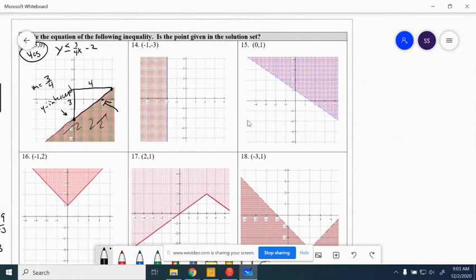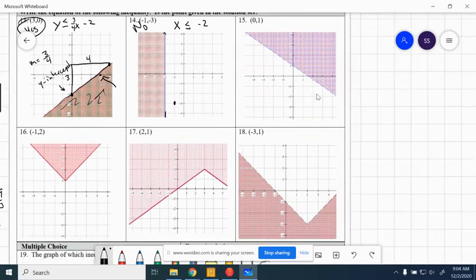All right, next one here. This is just going to be x and -2. And this is shaded to the left, so this is going to be less than or equal to, because it's a solid line, right? Because anything over here is smaller than -2. Okay. And is -1, -3 a solution? -1, -3 is right here, which is not inside the shading, so this one is no. All right, you guys can do number 15.